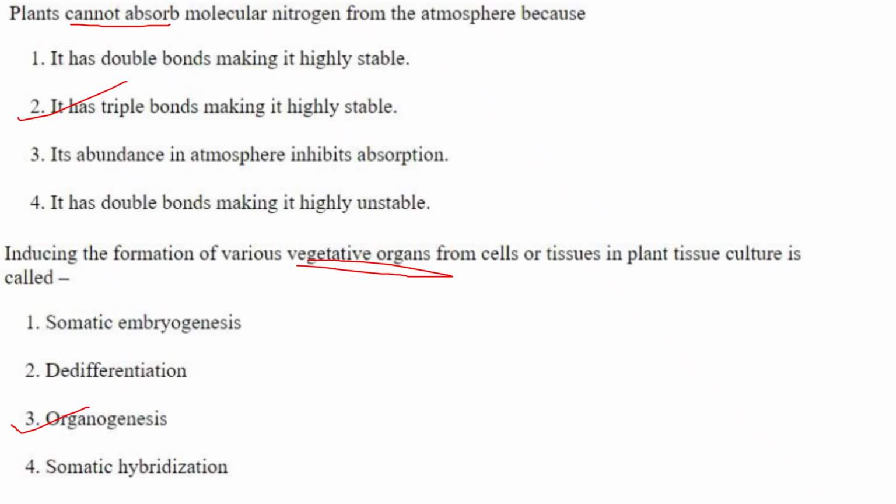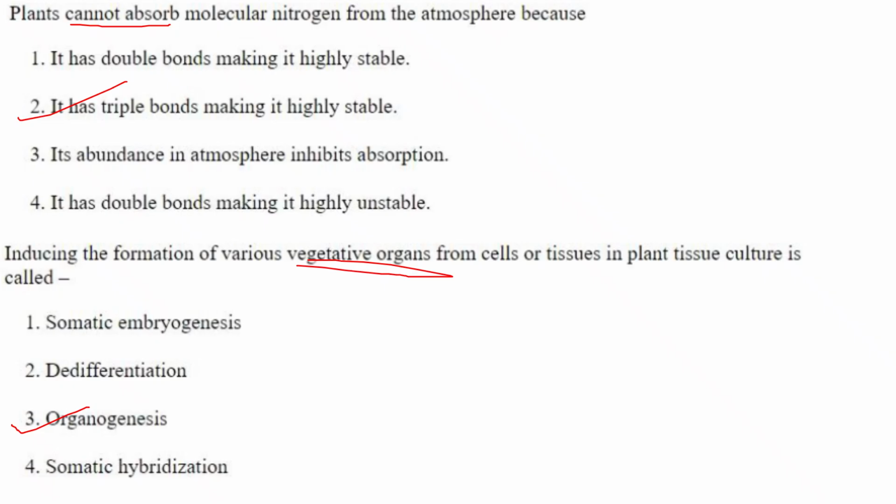De-differentiation is where a differentiated mature plant cell reverts back to form an unorganized mass of cells called callus. That is de-differentiation, the reversal of an already differentiated tissue to form an unorganized mass of cells, which is called callus.